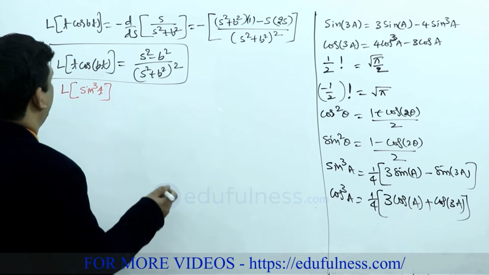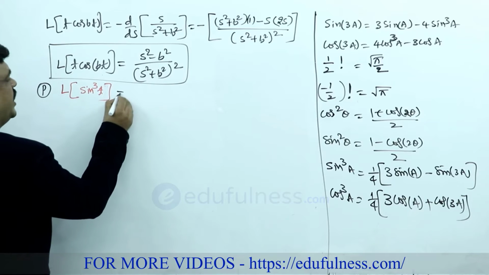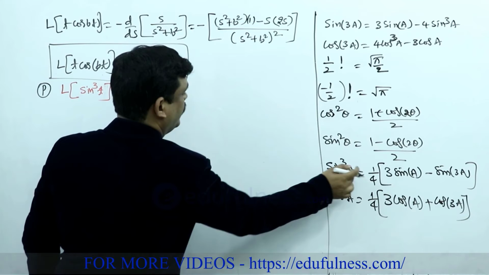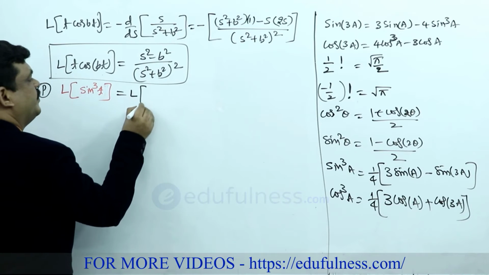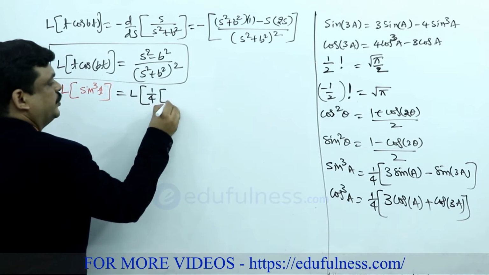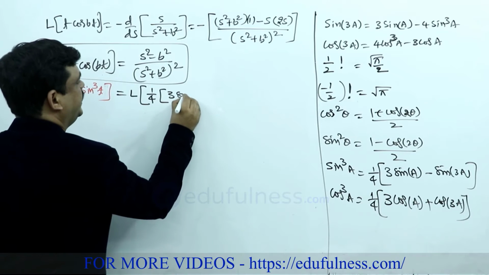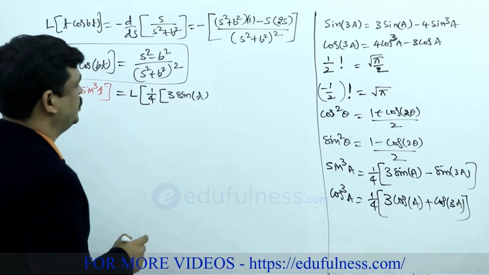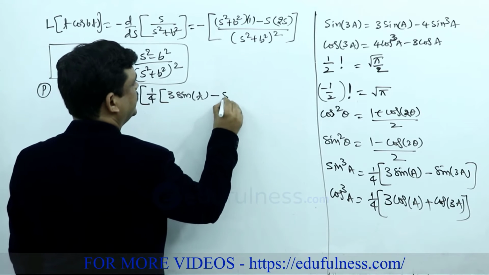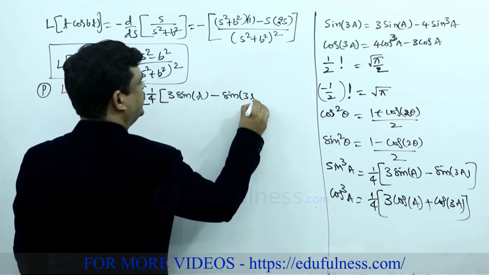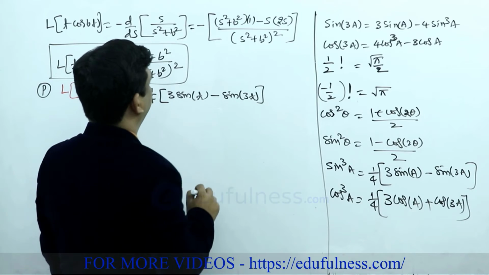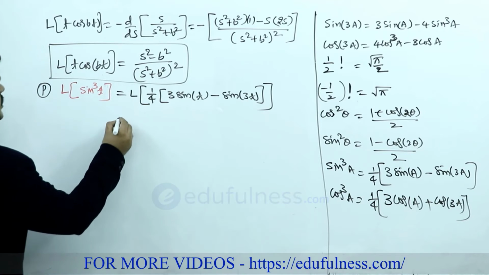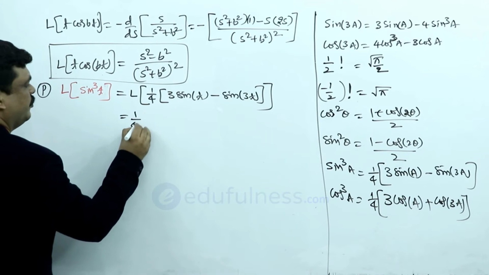Now from this, I want to find the Laplace transform of sine cube t. See, write this function here. Sine cube a is equal to 1 by 4 into 3 sine a minus sine 3a. Laplace transform of 1 by 4 into 3 sine t minus sine 3t, because here a is t. So 3 sine t minus sine 3t. 1 by 4 is constant, write it outside.